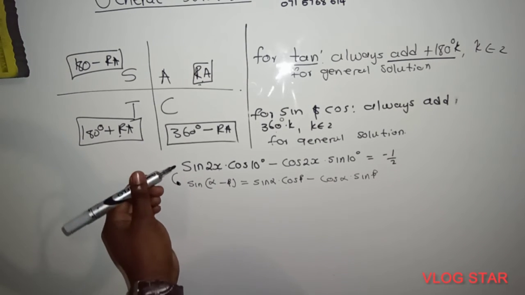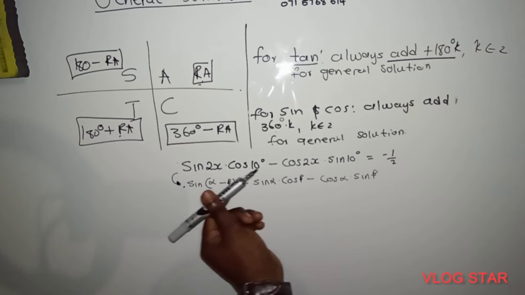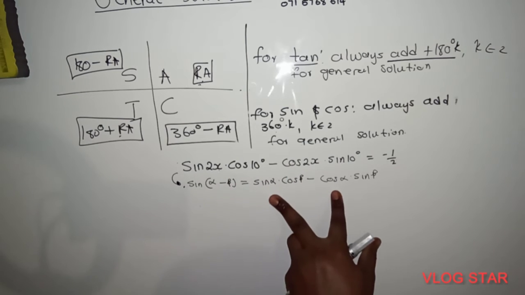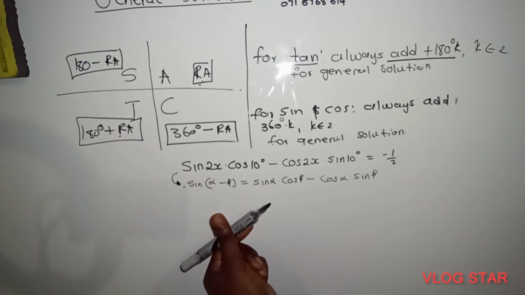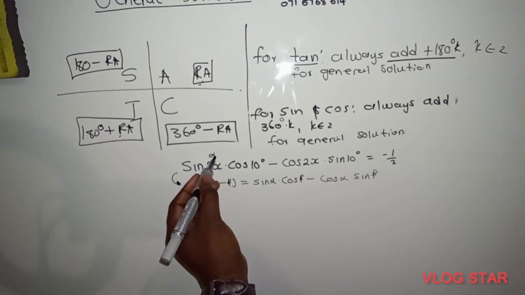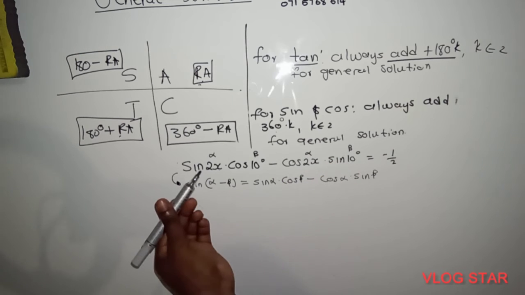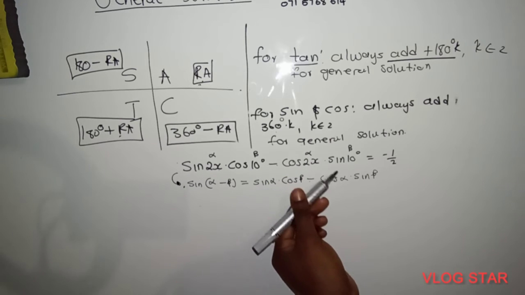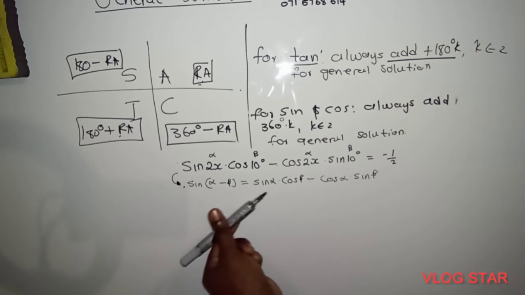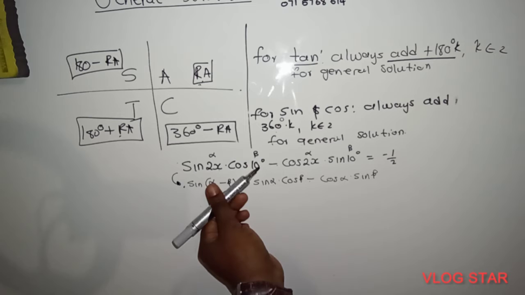So I want us to compare this equation with the compound angle that we have here. Just because this one is expanded, we can compare the two. You can see that it looks familiar with the compound angle: this is our alpha, this is our beta, this is our alpha, this is our beta. It is the same, sine of alpha, cos of beta, minus cos of alpha, sine of beta. It's just that instead of alpha and beta, they are using 2x, and for beta, they're using 10 degrees.